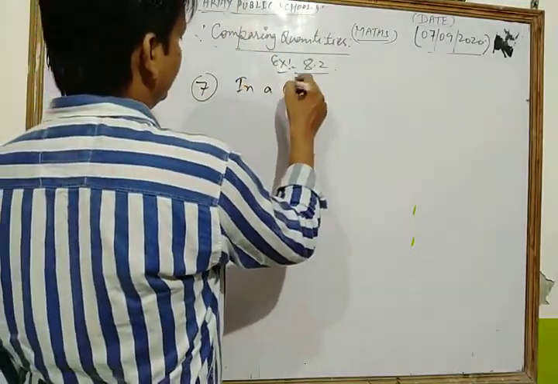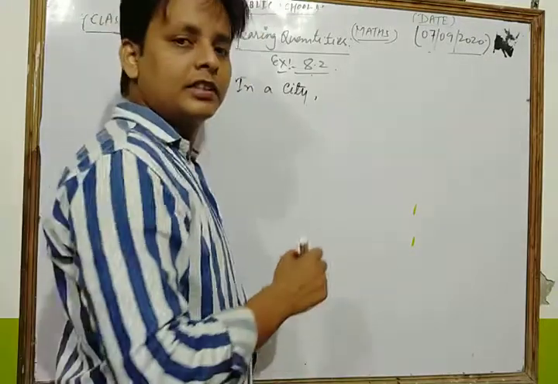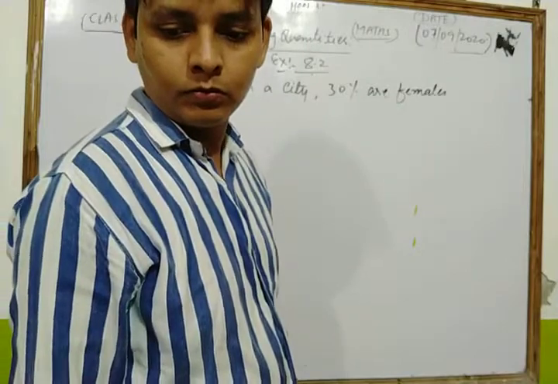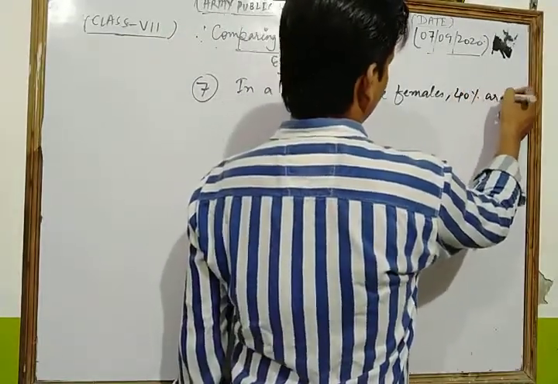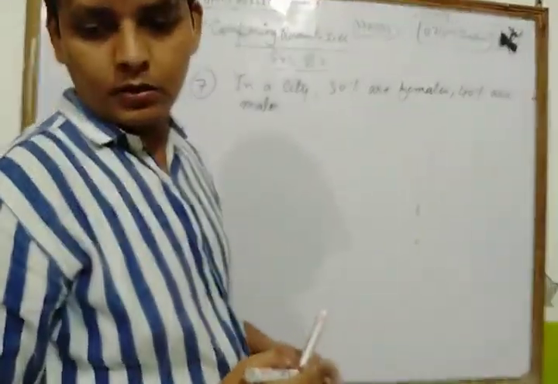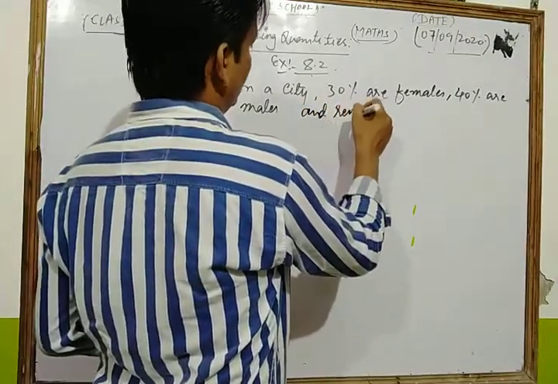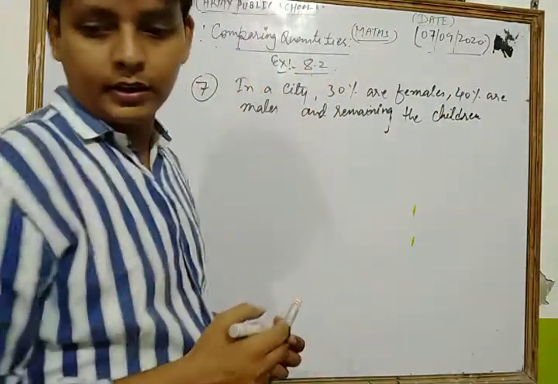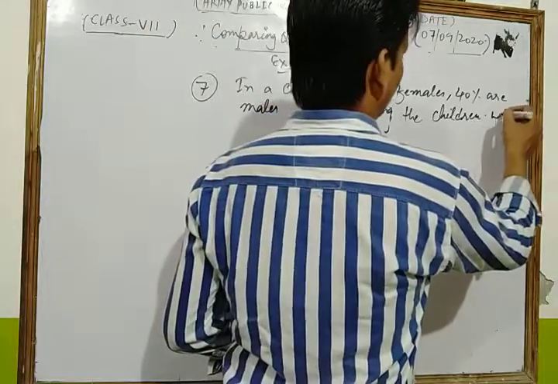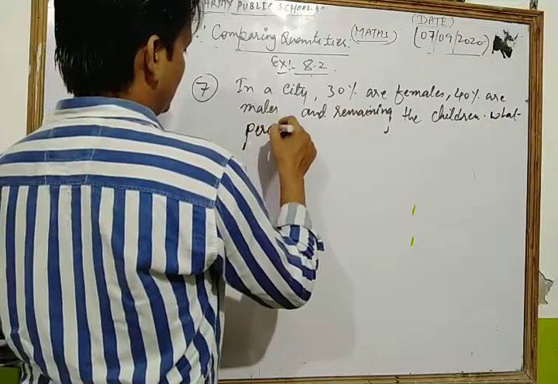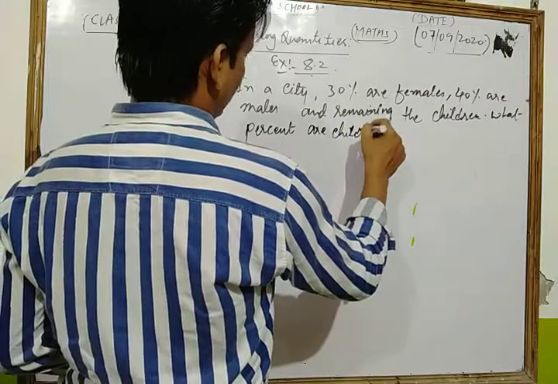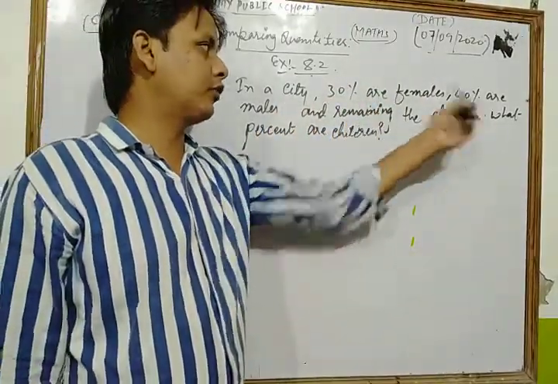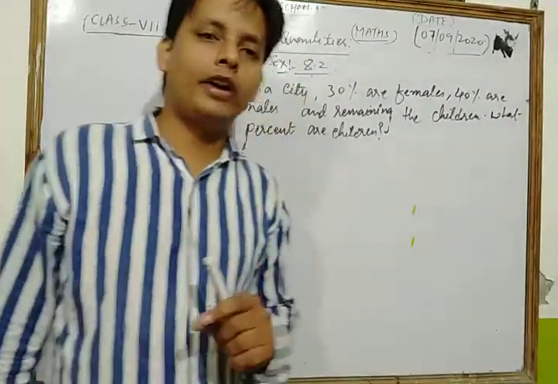In a city, 30% are females, 40% are males, and the remaining are children. What percent are children? This is the question here, dear students. Let's see once more. In a city, 30% are females, 40% are males, and the remaining are children. Now we find out what percent are children.